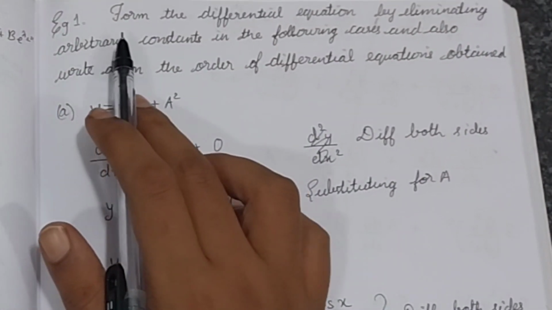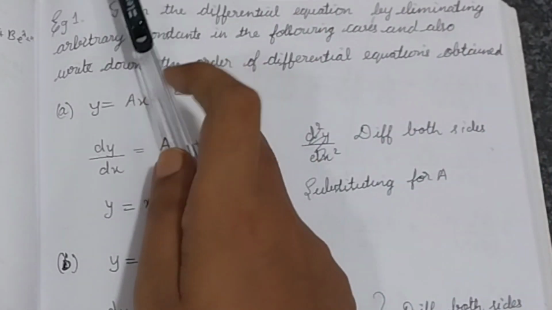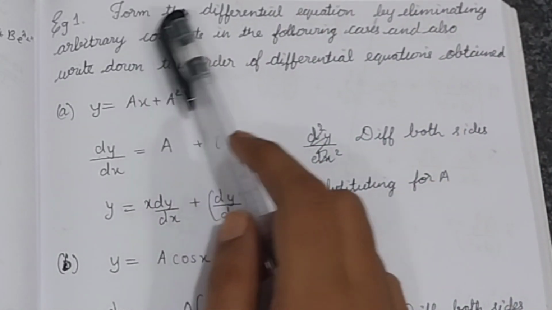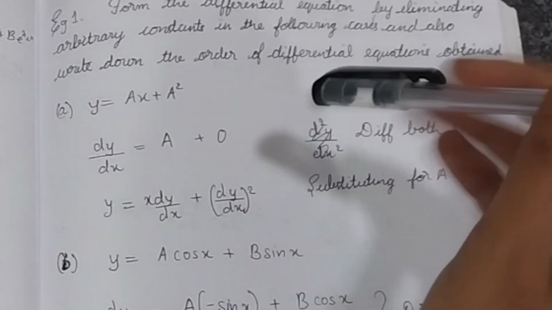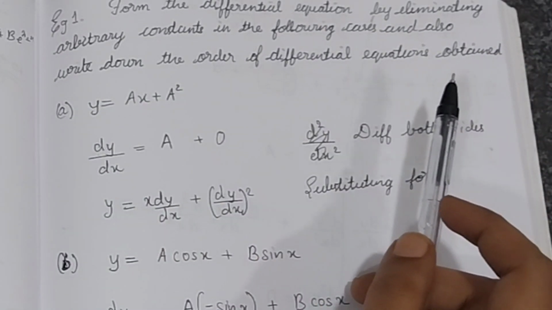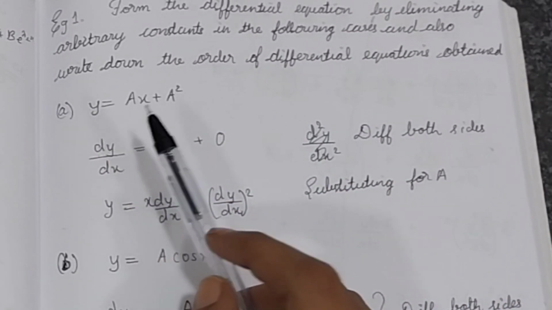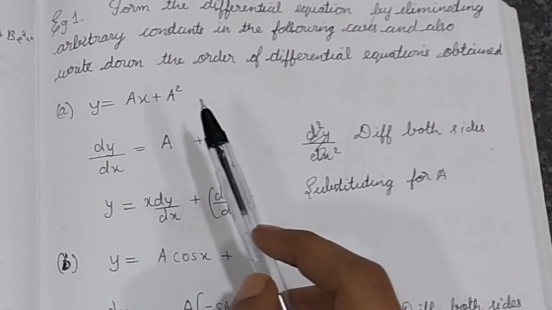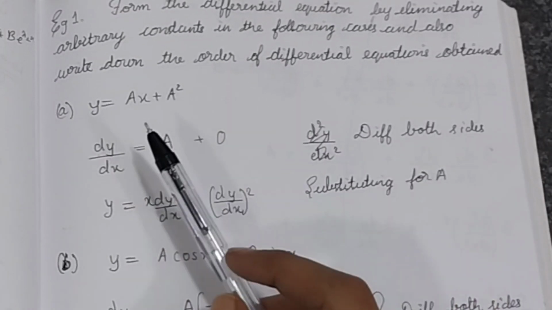Okay, today we are going to discuss some examples in HK Das. Okay, now the first question is form the differential equation by eliminating arbitrary constants in the following cases and also write down the order of differential equations obtained. So the first question is y is equal to ax plus a square. Now we have to eliminate these arbitrary constants.